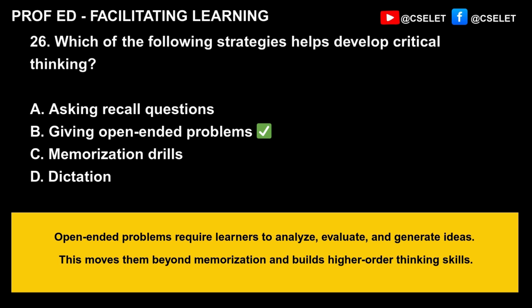The correct answer is letter B. Giving open-ended problems. Open-ended problems require learners to analyze, evaluate, and generate ideas. This moves them beyond memorization and builds higher-order thinking skills.